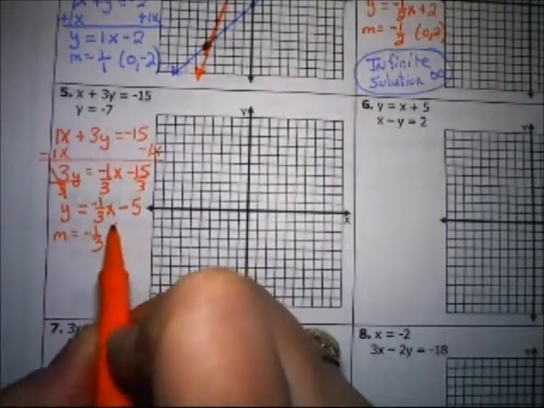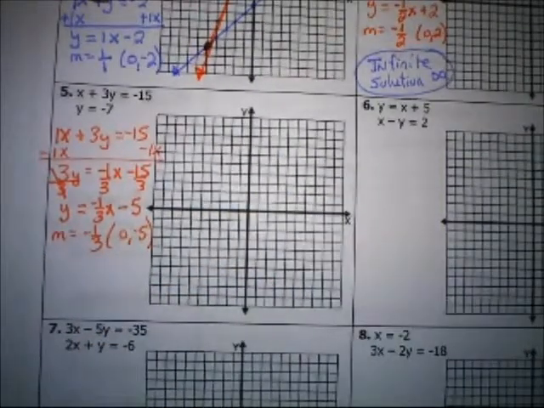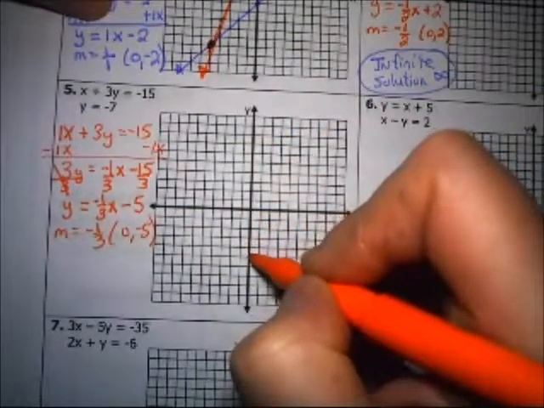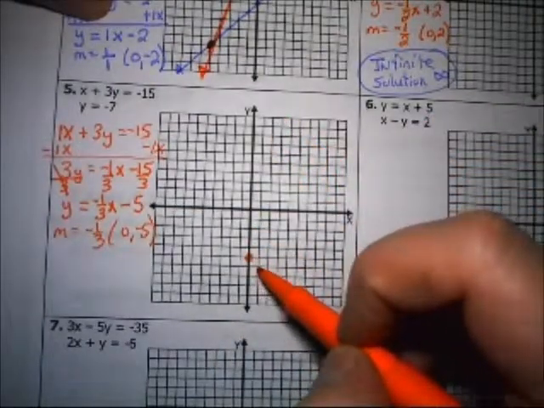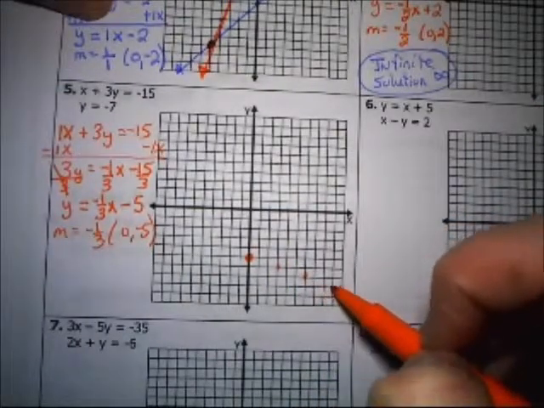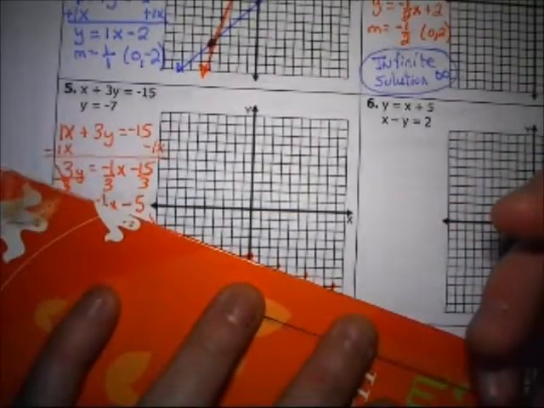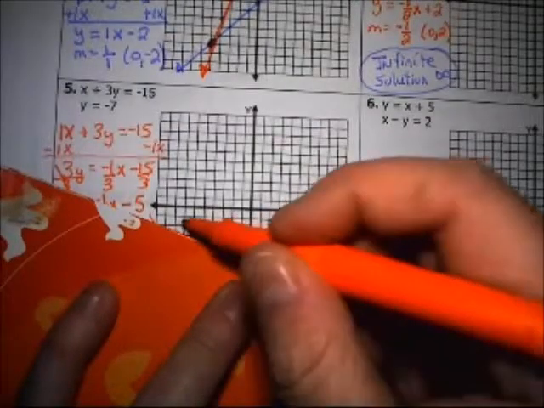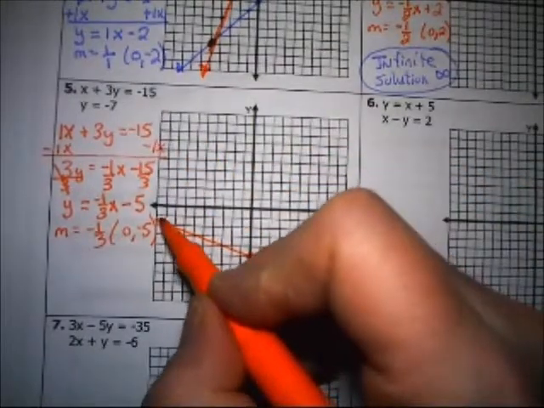If I identify my two important aspects, I have my slope is negative 1/3, and my y-intercept is 0, negative 5. I plotted my y-intercept, and now go down 1 and right 3. Right there represents my equation.